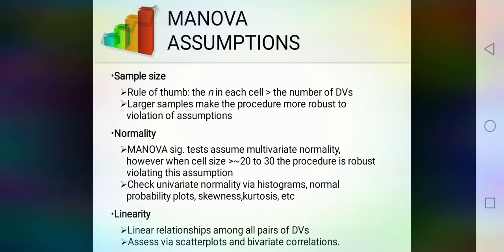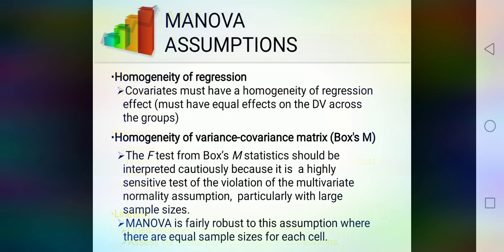Linear relationships. There should be a linear relationship among all pairs of the dependent variables. It can be assessed via scatter plot or bivariate analysis. Homogeneity of regression. Covariates must have a homogeneity of regression effect. It must have equal effects on the dependent variables across the groups, that is, covariates have equal effects on the dependent variables.